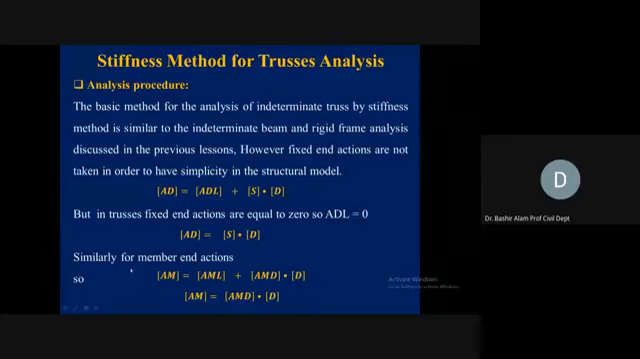Similarly, for member end actions, AM was equal to AML plus AMD times D. But in the case of the pin jointed frame, this AML is equal to 0. Remember, this AML was coming from the same sketches where we were finding this ADL matrix. So when we put this equal to 0, this equation reduces to AM is equal to AMD times D.